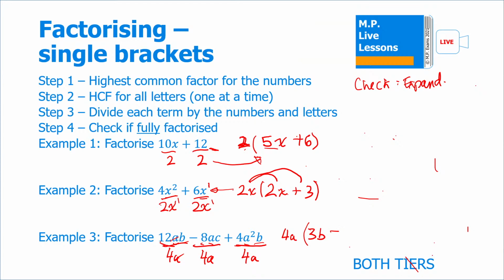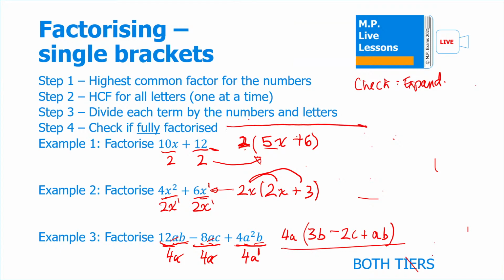Then we take away. 8 divided by 4 is 2. A divided by A cancels out. C divided by nothing is just C. 4 divided by 4 is just 1 or nothing in front of the term. A squared divided by A, so A on its own is just to the power of 1. So you'd get A, and B divided by nothing is left as is. So that's our full factorization.